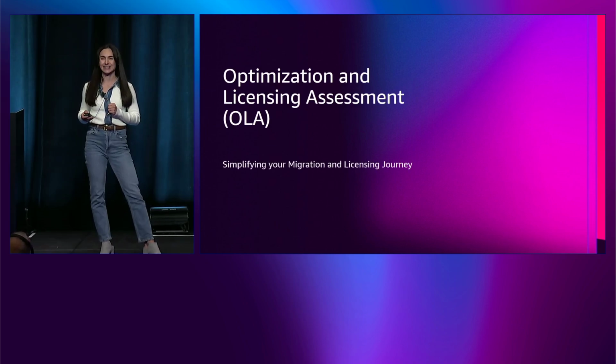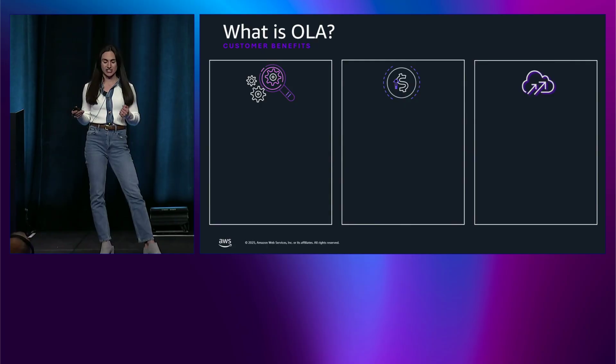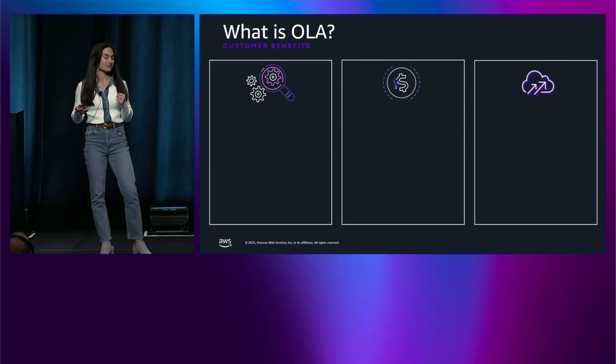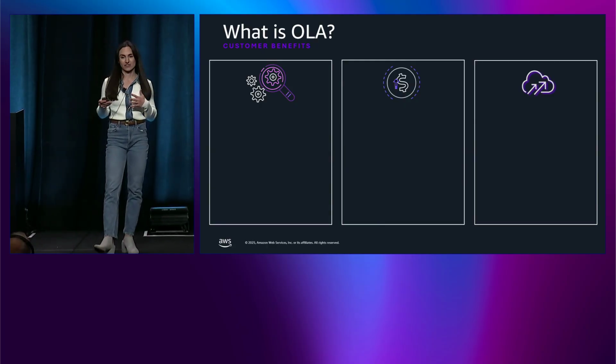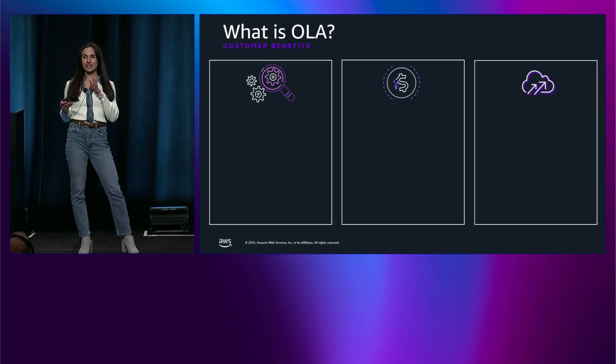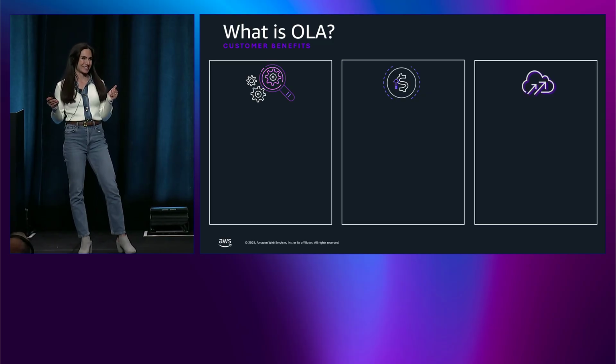There we go. There's the OLA slide. Awesome. All right, so OLA is all about simplifying your migration and your licensing journey. What are the benefits for customers? Actually, I'll ask another question. How many of you are customers who are already running on AWS today? Oh, nice. Awesome. You will love this presentation then.